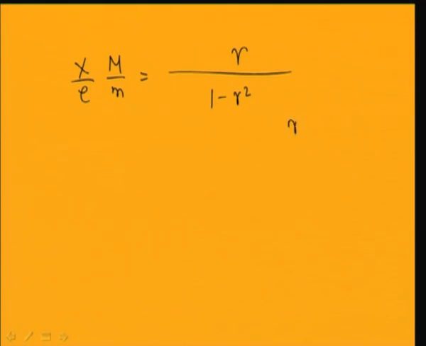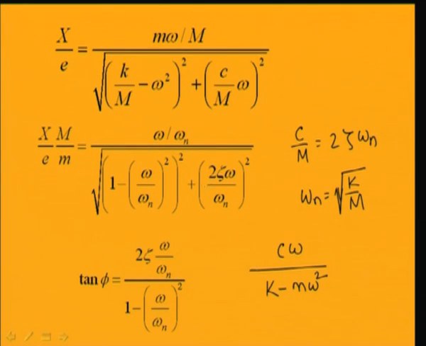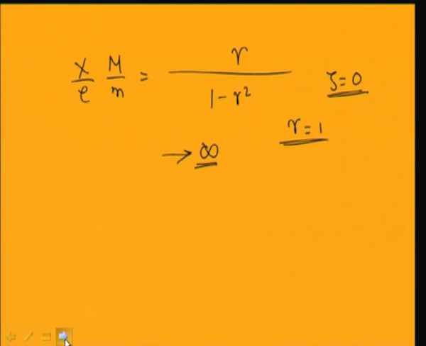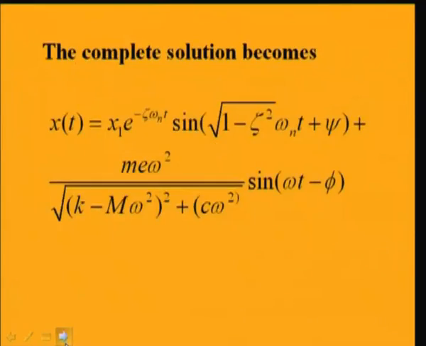You may observe that when r equals 1, that is omega equal to omega n in the absence of damping, this expression, which is for zeta equal to 0, tends to infinity. So the system response will be infinite in the absence of damping. But in a real system, damping is always present. So if you take a small value of damping, you will have a finite value of amplitude of response.